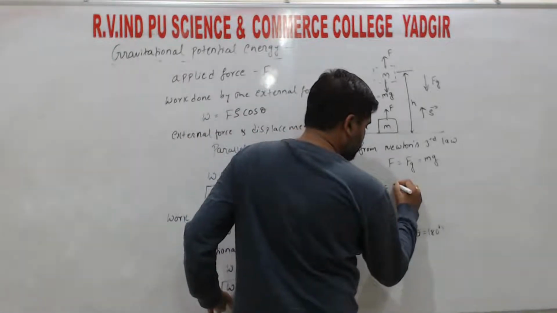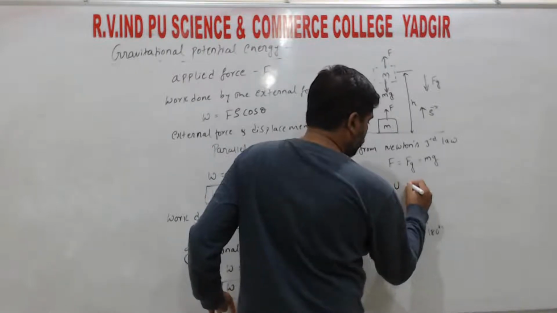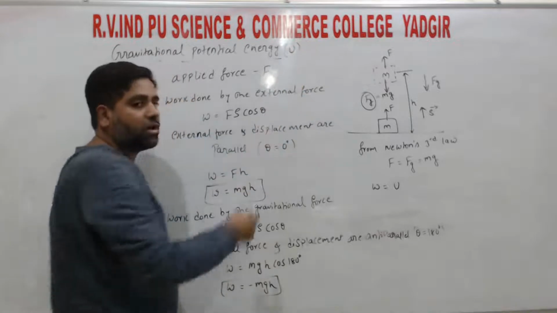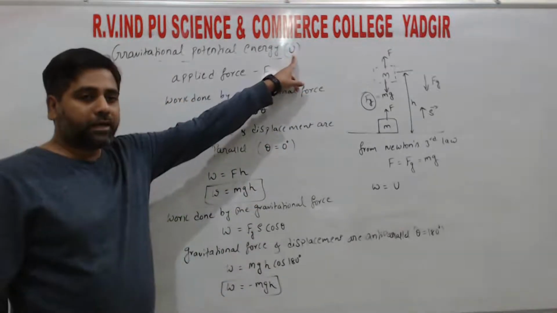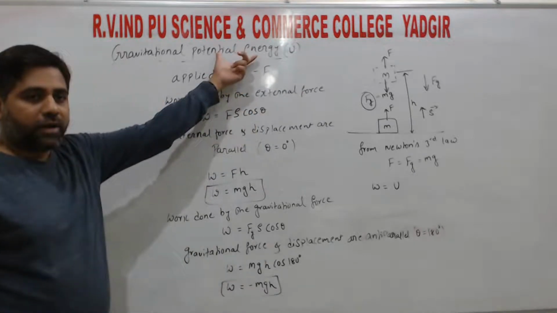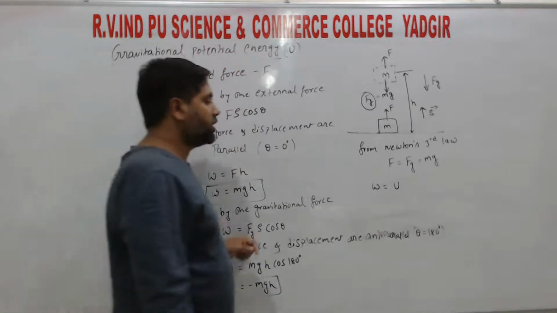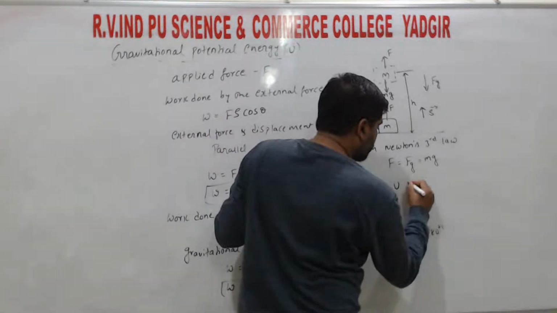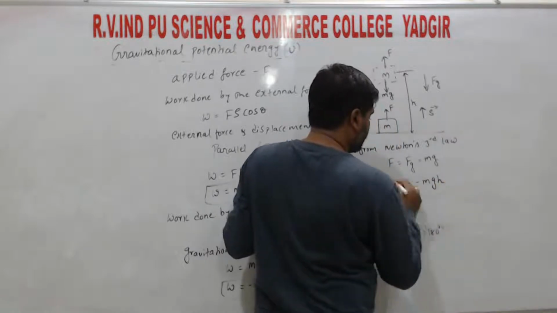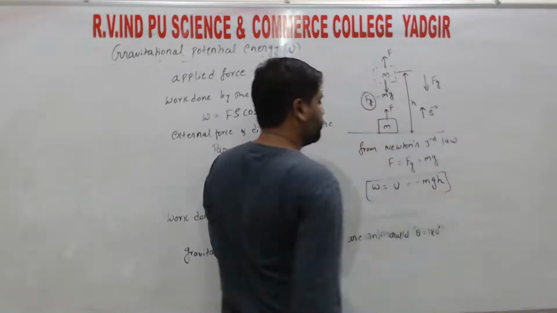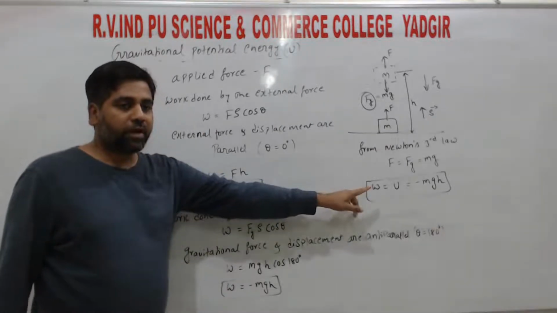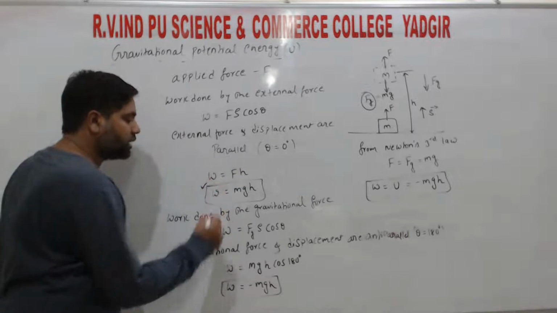Work done is equal to U. So U means gravitational potential energy. Potential energy is always denoted by the letter U. So gravitational potential energy, that is W is equal to U, which is equal to minus mgh. Both are true when we consider the work done by the external force.